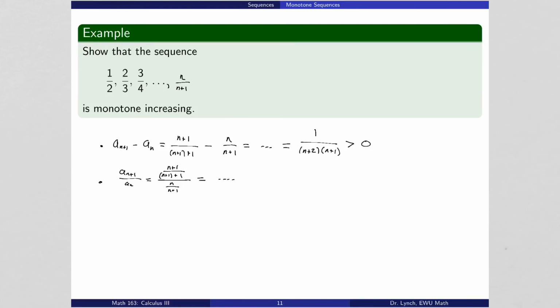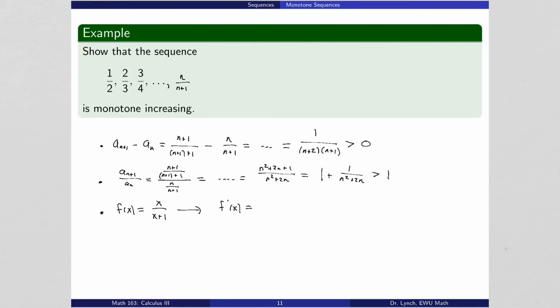Similarly, if we have a look at the ratio of the n plus first term to the nth term, a little bit of algebra can show us that this is equal to the following expression. The expression is n squared plus 2n plus 1 over n squared plus 2n, which we can simplify to 1 plus a quantity that's positive. So this is certainly greater than 1, which also tells us that the sequence is increasing.